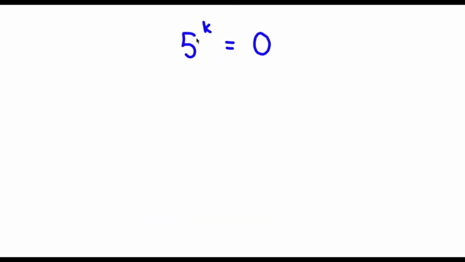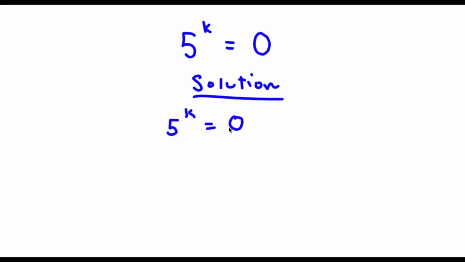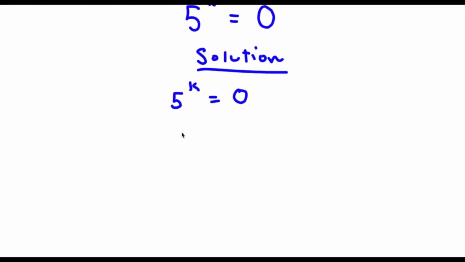All right, so I have 5 to the power of k is equal to 0. So for our solution, we start with 5 to the power of k is equal to 0. Then I'm going to go ahead and take the log on both sides. So now I have log 5 to the power of k is equal to 0.